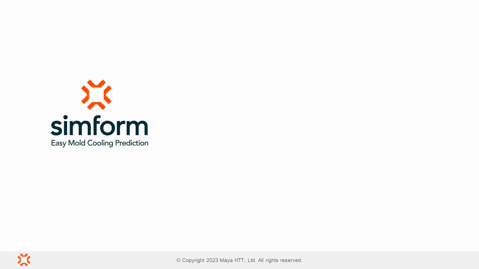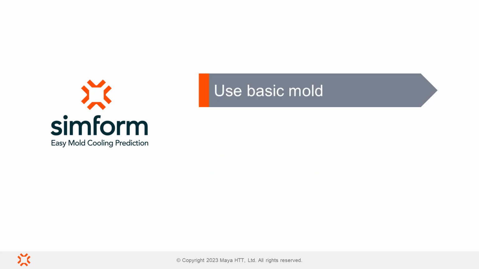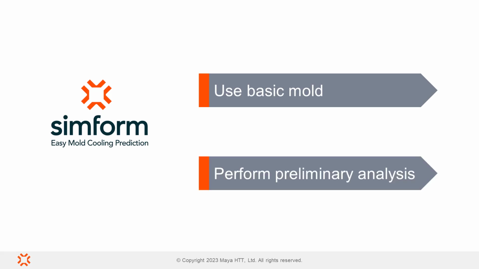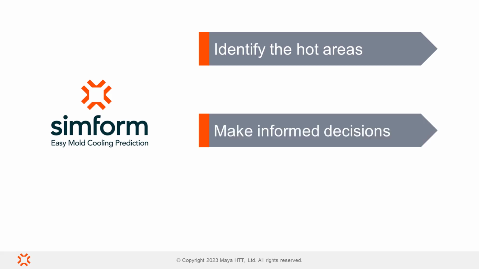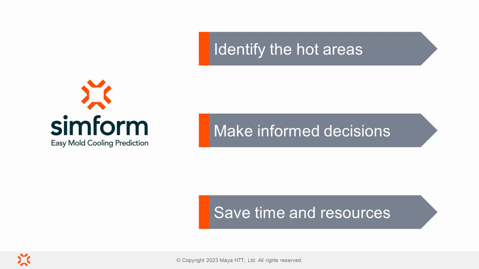In this step-by-step demo, I will show you how to use the basic mold in SimForm to perform preliminary thermal analysis on your plastic part before the mold is designed. This allows you to identify the hot areas in your plastic part that require cooling. Consequently, you can make informed decisions during the initial mold and plastic part design phase, saving valuable time and resources by avoiding potential issues in mold design.